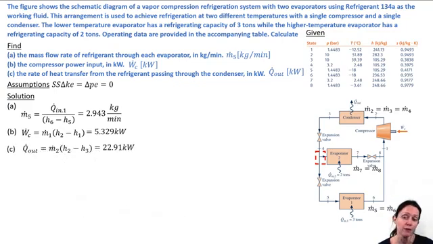Then I need the rate of heat transfer for the refrigerant passing through the condenser. Easy peasy. I'm just applying an energy balance to that condenser, plugging in my H values that are given to me, and that's it, 22.91 kilowatts.